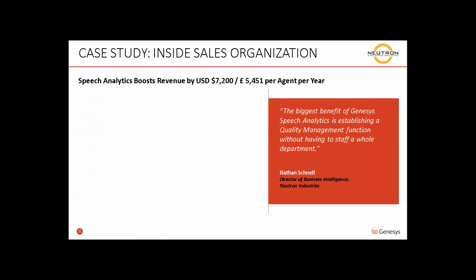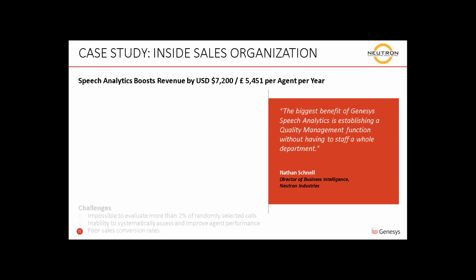Another case study is that of an inside sales organization by the name of Neutron Industries. Neutron Industries is the inside sales organization for State Chemical here in the U.S. State Chemical provides high-quality cleaning and maintenance solutions.